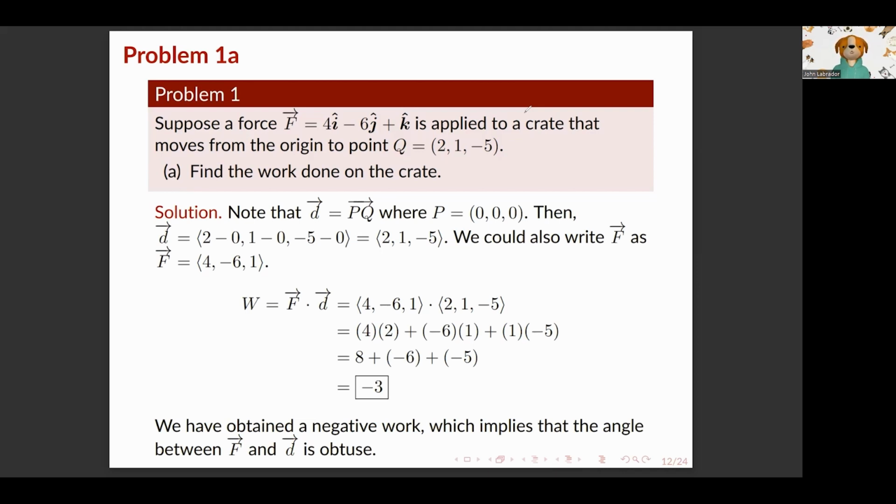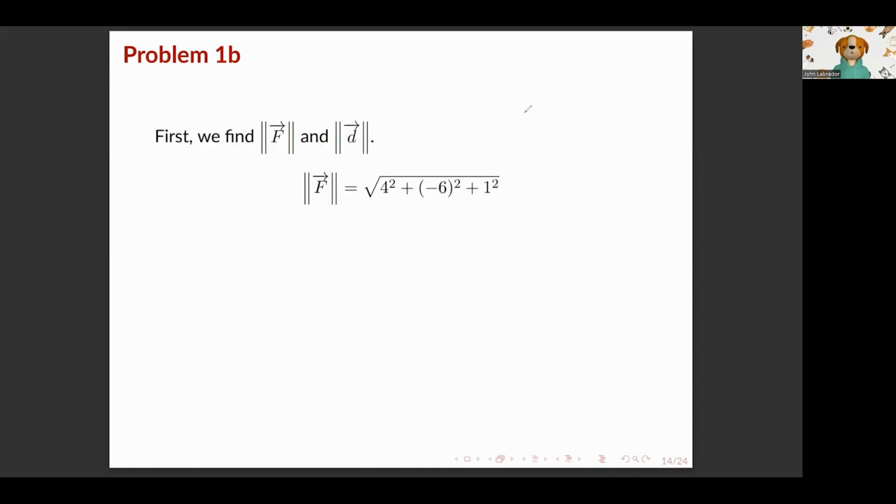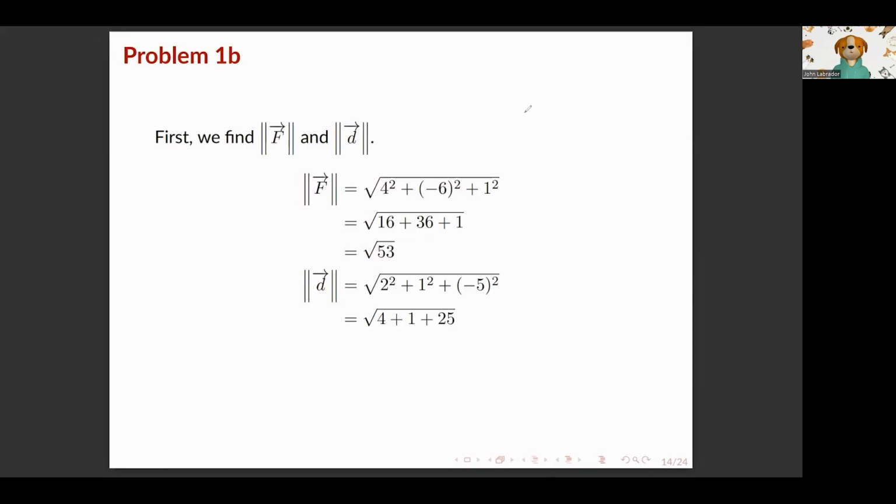So we can verify it in the next subproblem, which is to find the angle between these two non-zero vectors. It is given by this formula right here. And since we already have the dot product of F and D, we are left to find the norms of the vectors F and D. It is just the square root of the sum of the squares of the components right here. So for the vector F, it has the magnitude of the square root of 4 squared plus negative 6 squared plus 1 squared. So we evaluate that.